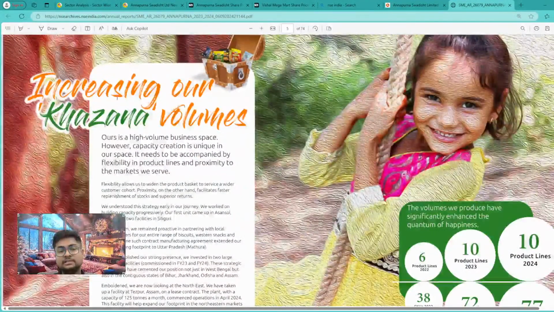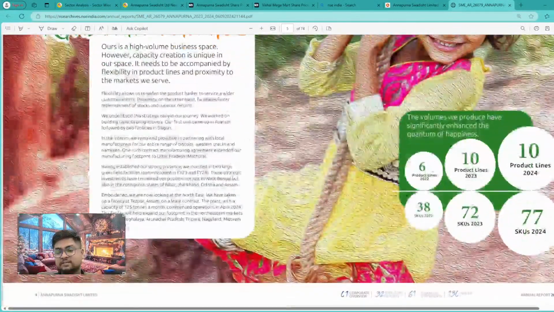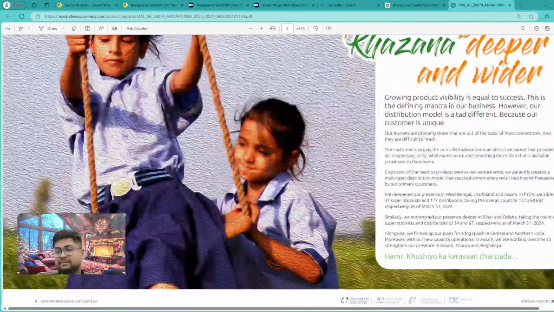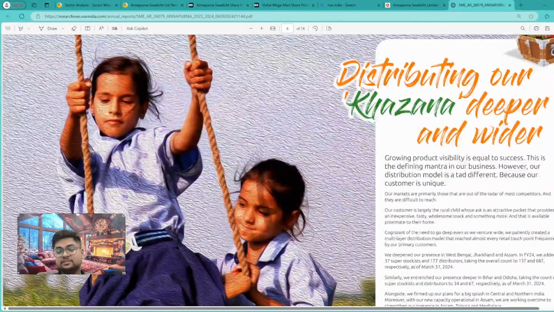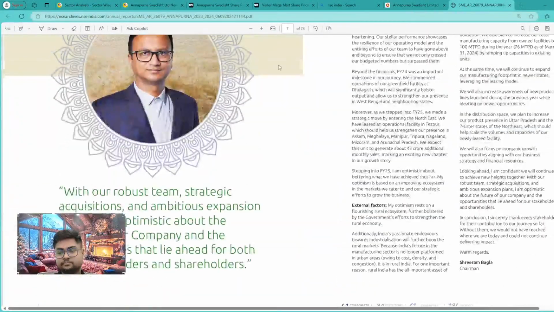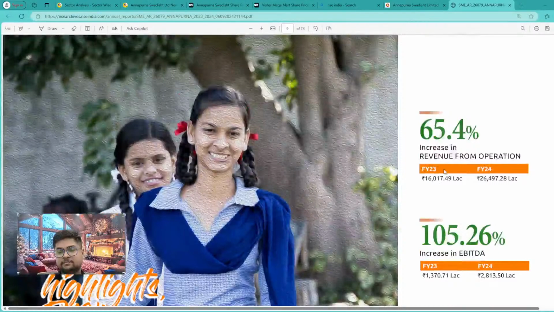If we look at the increasing Khazana volumes, it has been increasing a lot, right? If you look at the distribution, our Khazana has become deeper and wider, so they have been increasing their depth. We have a chairman, Sriram Bagla, who is the chairman of it, right? And if you look at the profit, the increase in revenue from operations has been 65.4%, which has been tremendous.